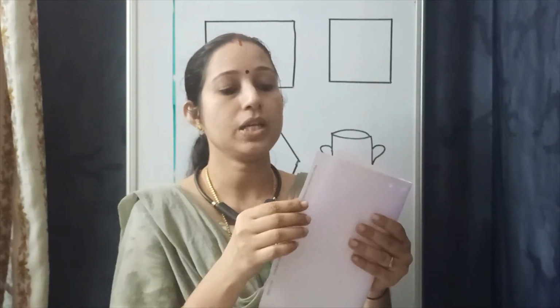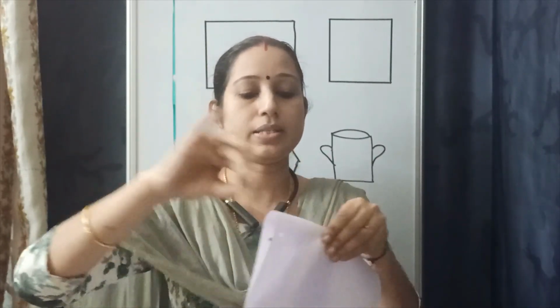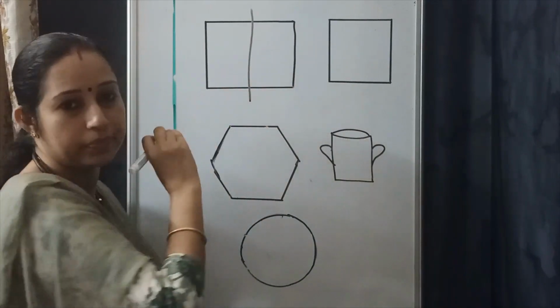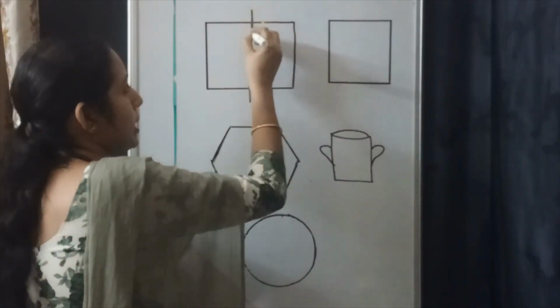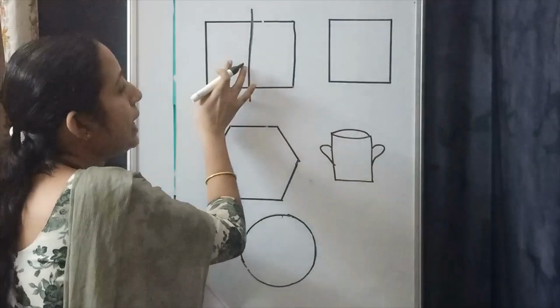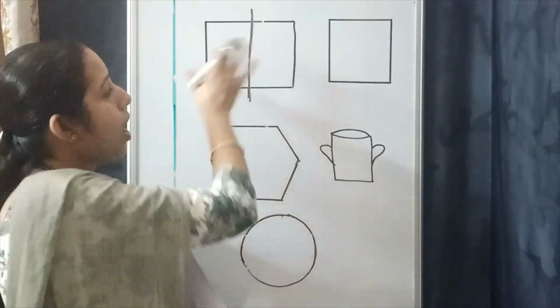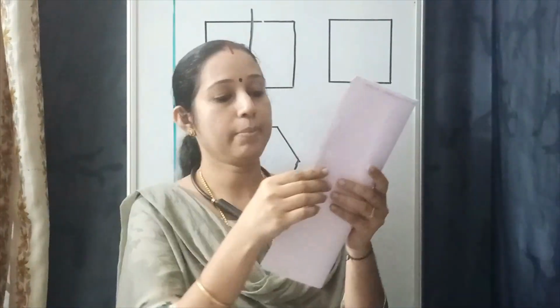Okay, if I fold this paper, we get two identical parts. So these two parts are equal. So here we can draw a line of symmetry. This line of symmetry divides this rectangle into two identical halves. And again I divide the rectangle this way, horizontally.